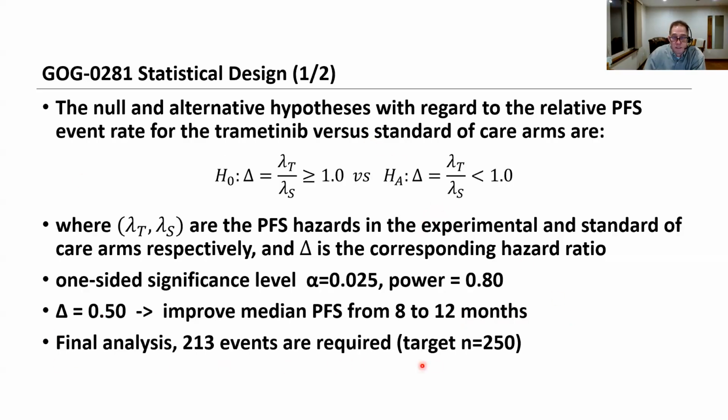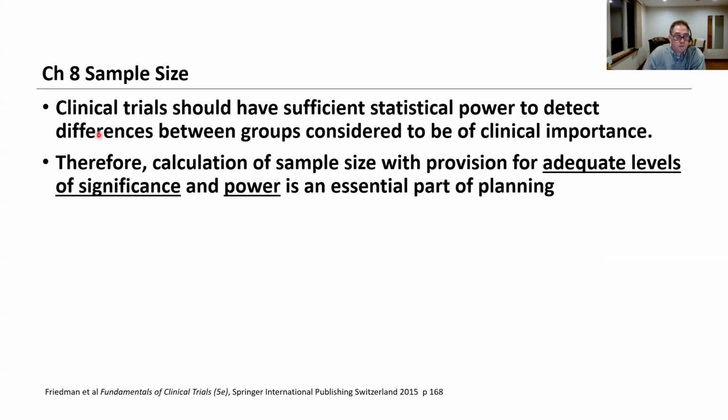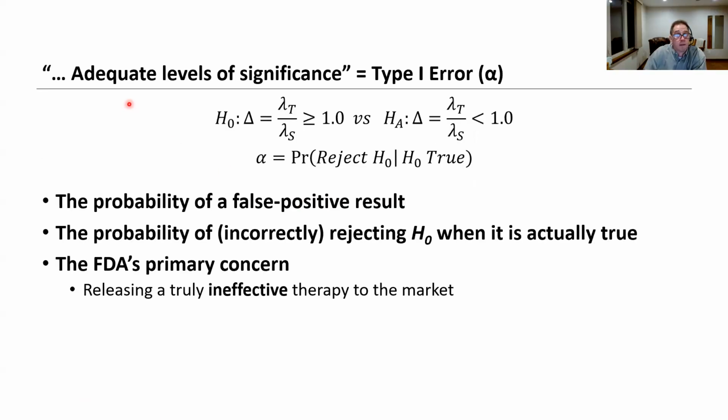So this is the basic design, and we're going to talk about some characteristics of it, or how to think about it, in the next couple of slides. Chapter 8 of the Friedman book from 2015 says that clinical trials should have sufficient statistical power to detect differences between groups considered to be of clinical importance. Therefore, calculation of a sample size with provision for adequate levels of significance and adequate levels of power is an essential part of planning.